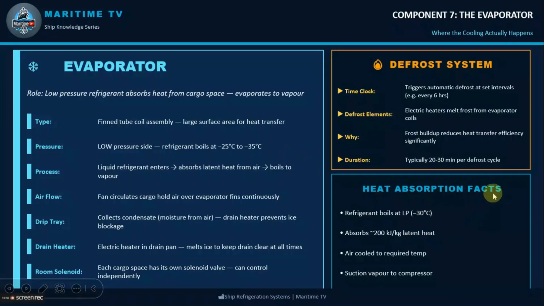In terms of absorption facts, refrigerant boiling at LP minus 30 degrees centigrade absorbs 200 kJ/kg latent heat. The air is cooled to the required temperature, and the suction vapor goes to the compressor.